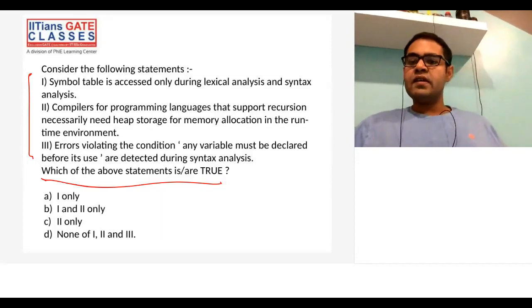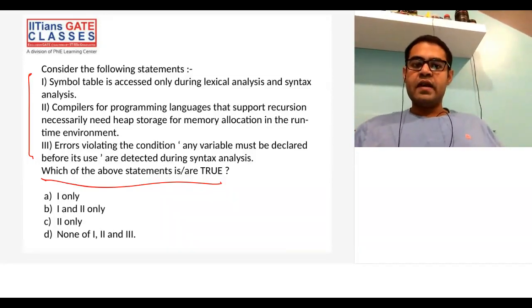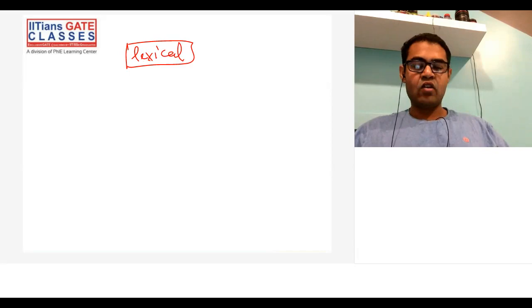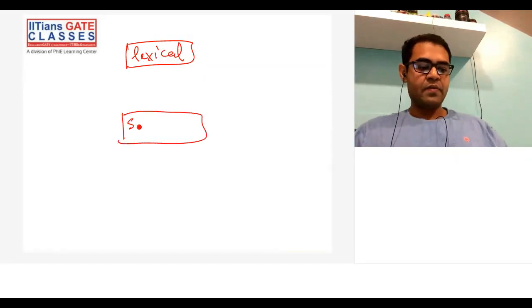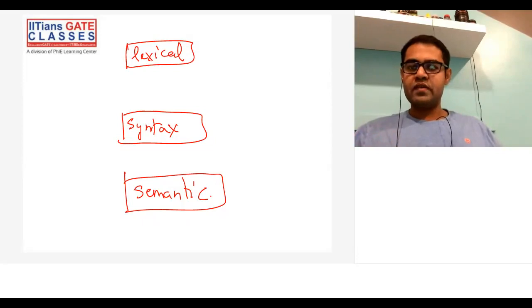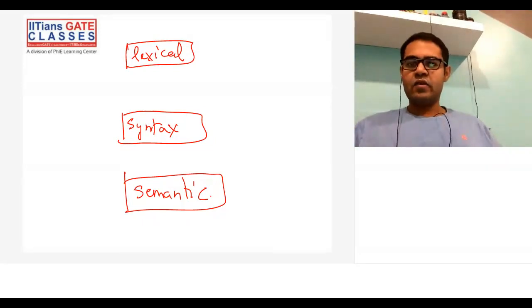See, symbol table is what? Symbol table is a data structure in which all the variables that you have in your program, all the function definitions, are stored, and every phase of the compiler accesses it. Let me just explain the first three phases. The first phase of the compiler is called lexical analysis or lexical analyzer. The second phase is called syntax analyzer. And the third phase is called semantic analyzer. I'll not be going over the rest of the phases. These three phases are enough to understand the first statement.